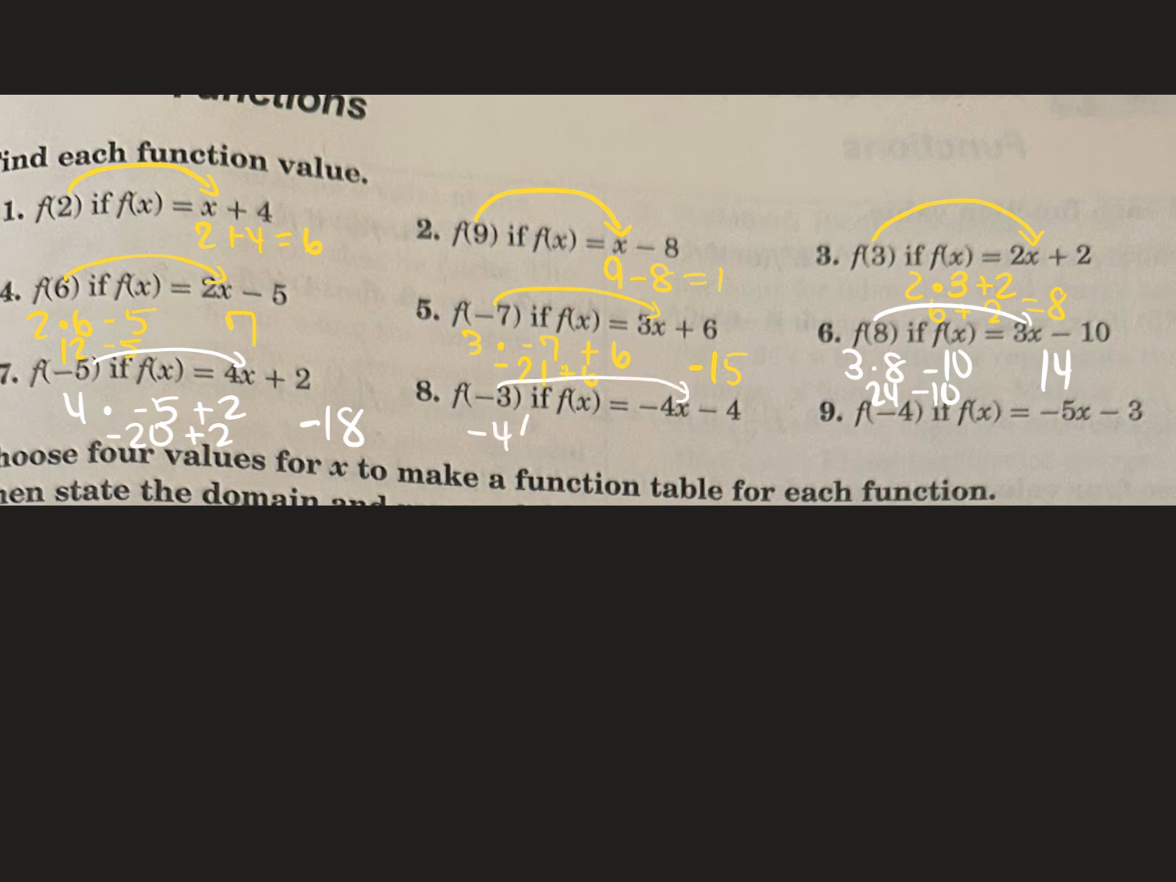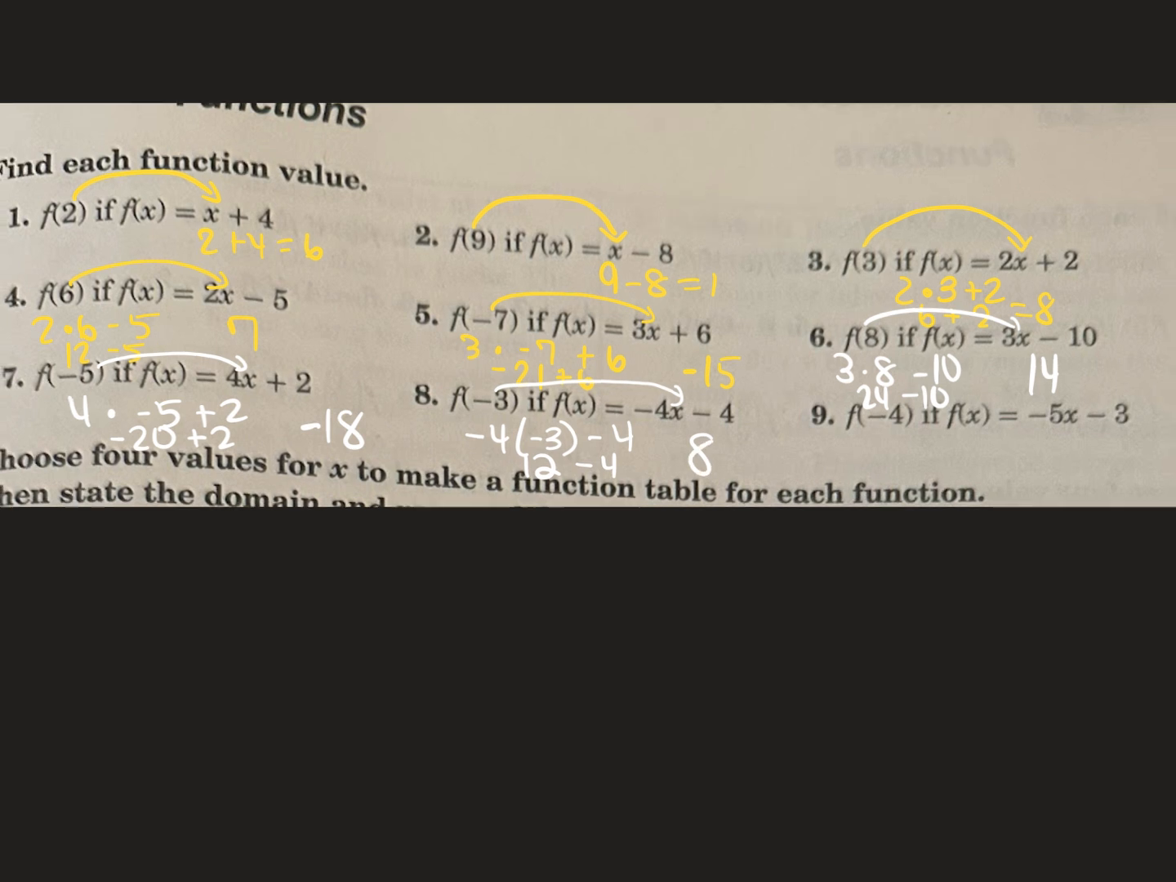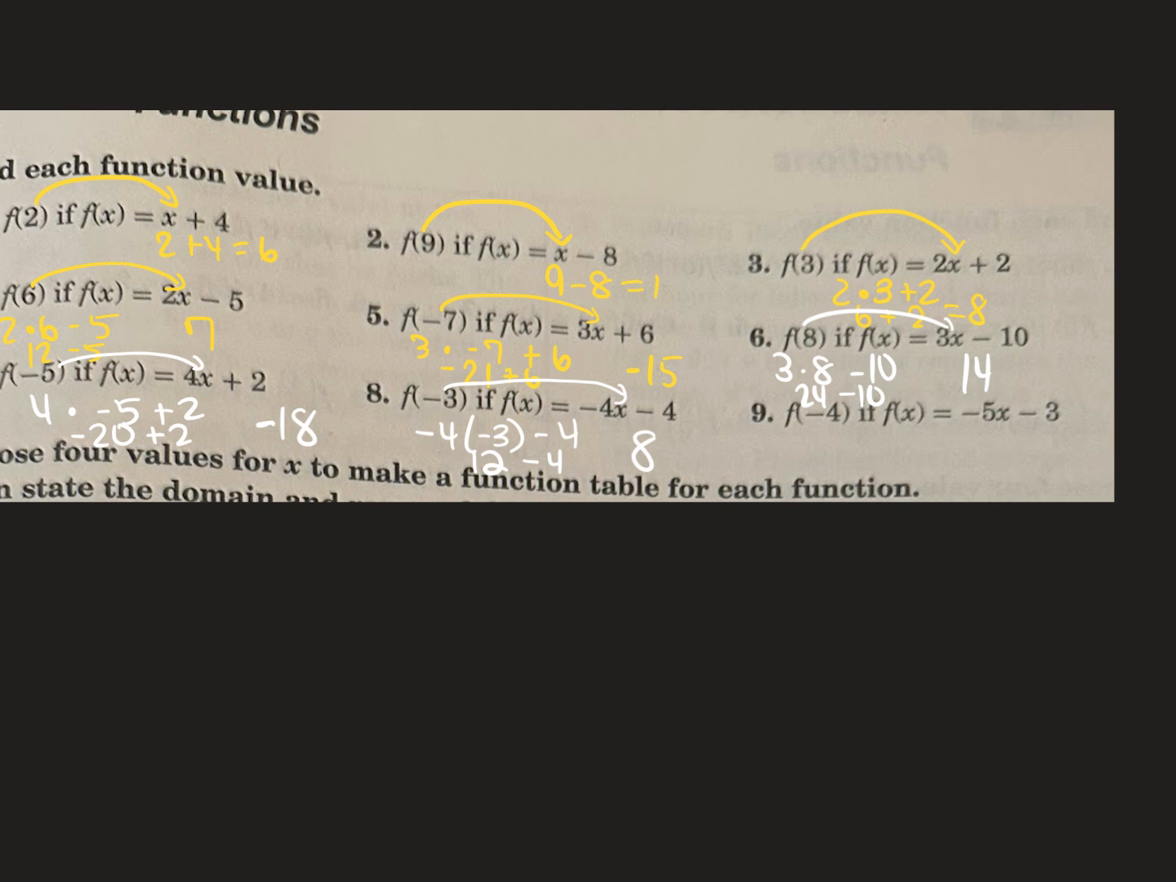I'm going to stick a negative 3 in for x. Negative 4 times negative 3 minus 4. 2 negatives make a positive. Positive 12 minus 4 equals 8. Okay, last question, number 9 in the section. I'm going to stick a negative 4 in. So I have a negative 5 times a negative 4 minus 3. 2 negatives make a positive, so I have positive 20 minus 3. The answer is 17.